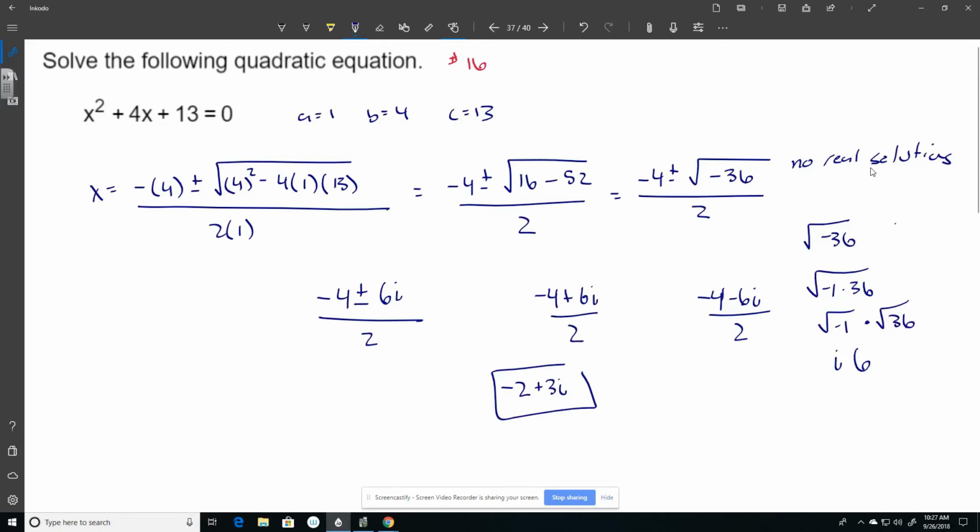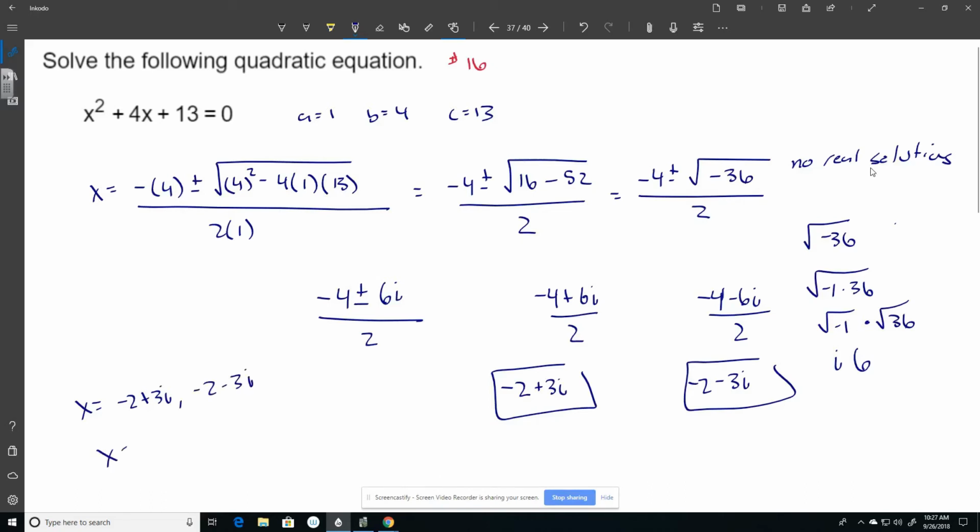It's not a real solution. It's an imaginary one. For this one, I can't subtract these because of the i, but I can divide. Negative 4 divided by 2 is negative 2. Negative 6 divided by 2 is negative 3. And I have i left over. So those are my answers. X equals negative 2 plus 3i, comma, negative 2 minus 3i.